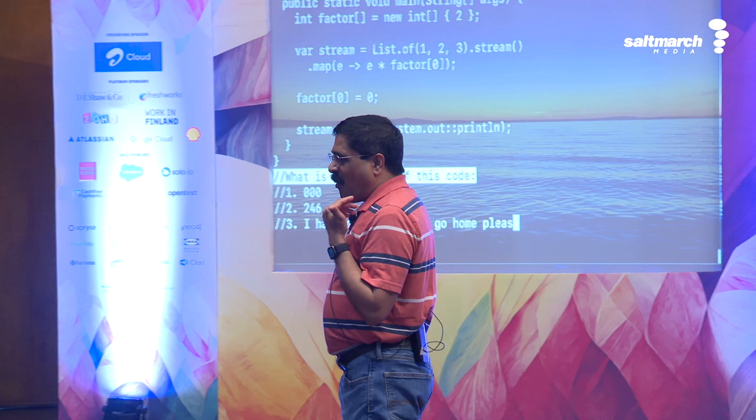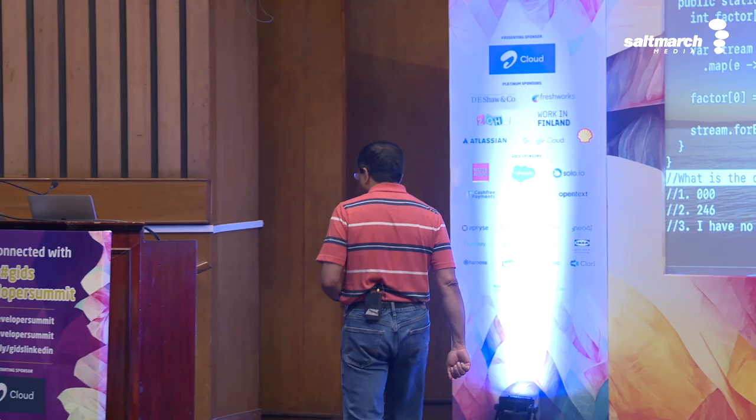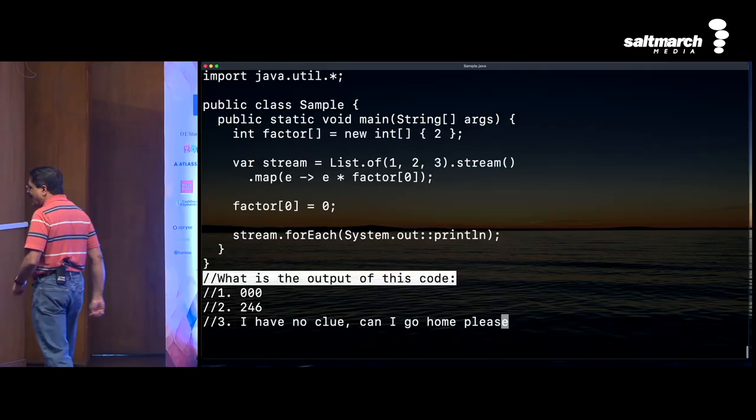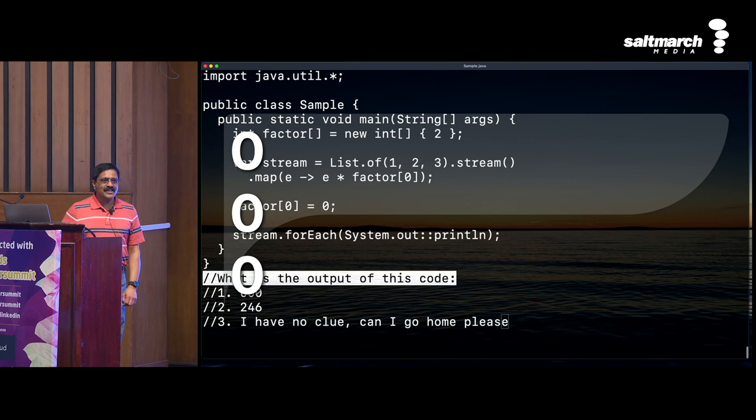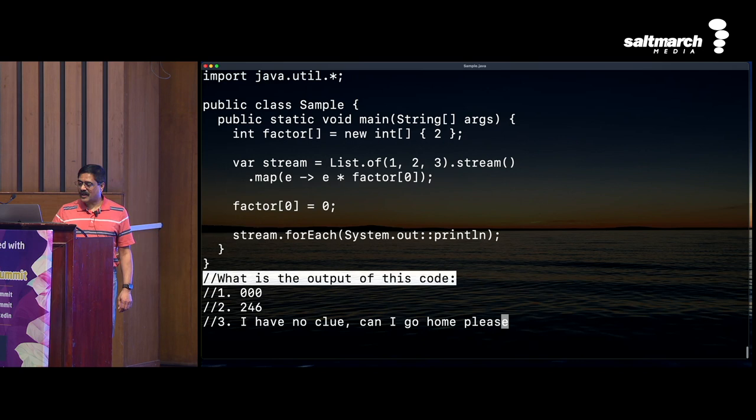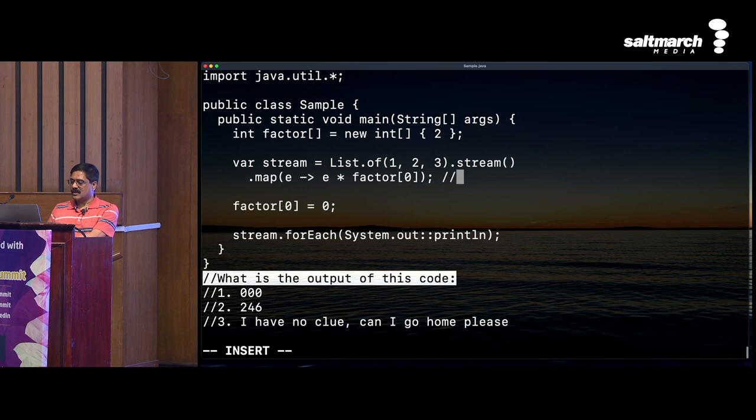When you write code, it's got to be obvious. So the right answer is 3, I want to go home. When you run edit 000, but that's not true across languages. That's why this is tricky. So in other words, what is wrong? What is wrong is this function is not pure.